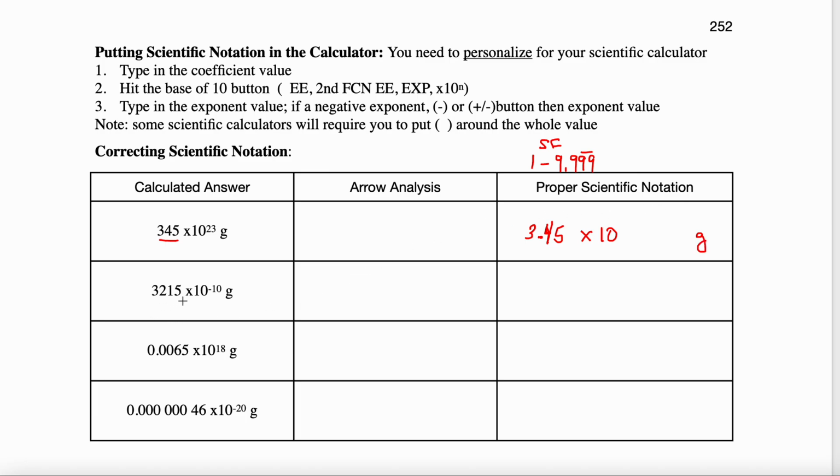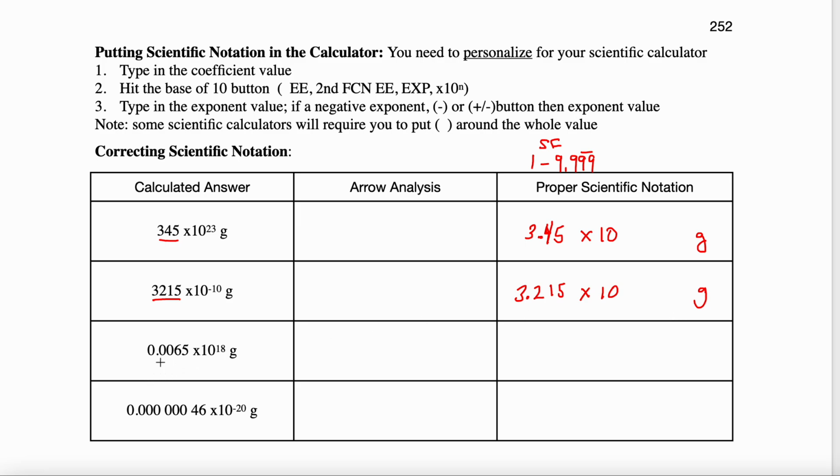When I take a look at the next example, the coefficient is 3,215. The coefficient contains only non-zero digits, so all of them are significant. So when I rewrite it in the proper range, each one still needs to show up in the coefficient. So my new coefficient would be 3.215, and then a base of times 10, and it's still in grams.